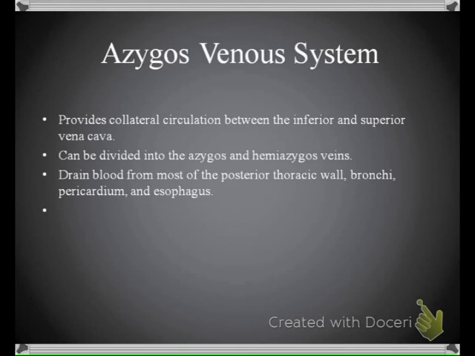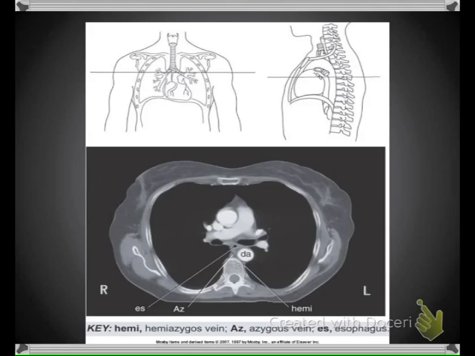This brings us to our last topic, which we've already kind of discussed as well, which is the azygos venous system. It provides collateral circulation between the inferior and superior vena cava and can be divided into the azygos and hemiazygos veins. It's in charge of draining blood from most of the posterior thoracic wall, bronchi, pericardium, and the esophagus. So it's very detrimental that the azygos venous system function properly as well.